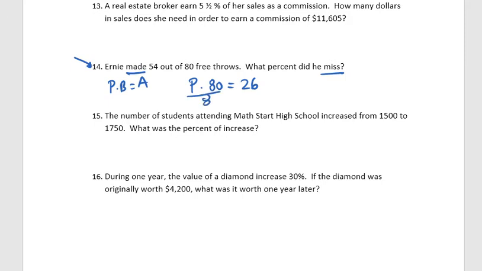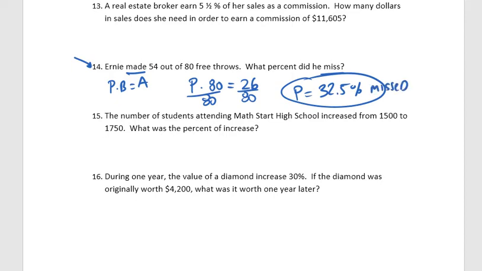So I'm going to divide both sides by 80. And 26 divided by 80 gives me 0.325. Now I want to turn that 0.325 into a percent. So that's 32.5%. And since it's a story problem, we'll put that on there: he missed 32.5%. All right. Next one we're looking at is question 16.